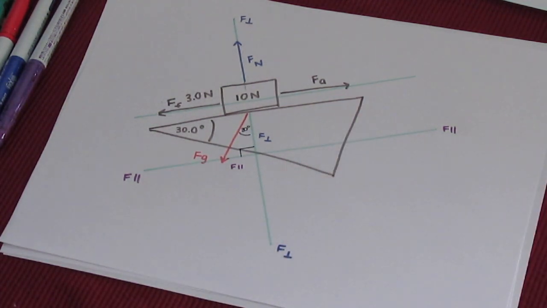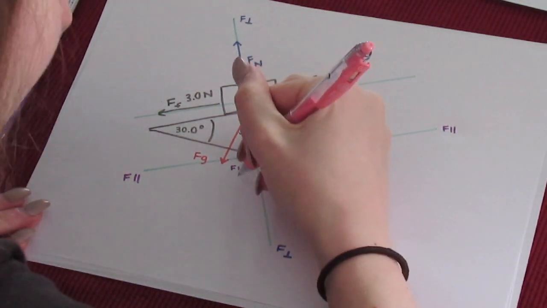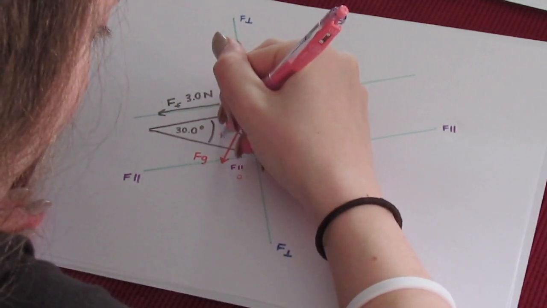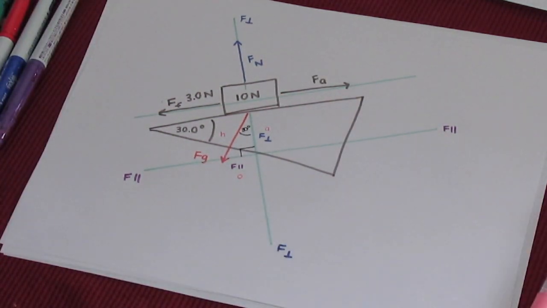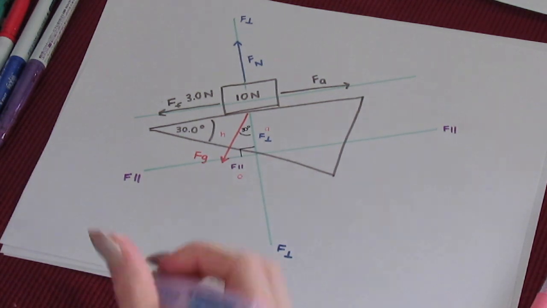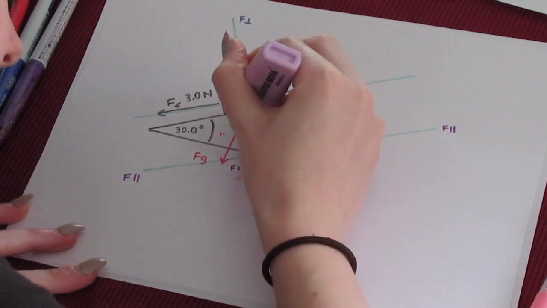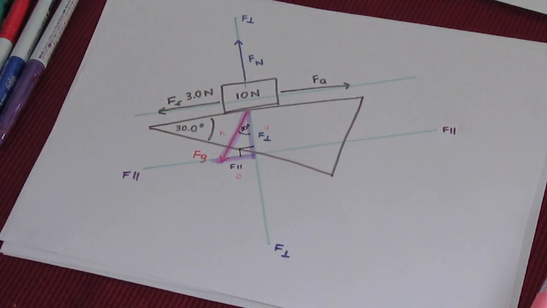Now that I have everything set up, I'll label also my opposite, hypotenuse, and my adjacent. Okay. And we're just going to highlight this triangle so that we remember that we're working with this triangle right here in the diagram.